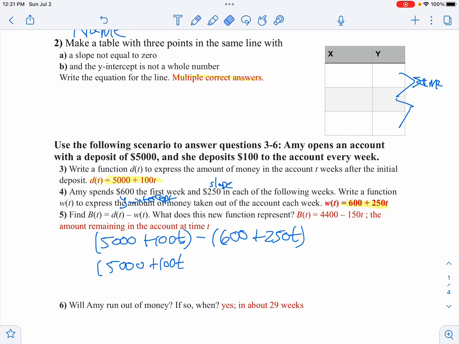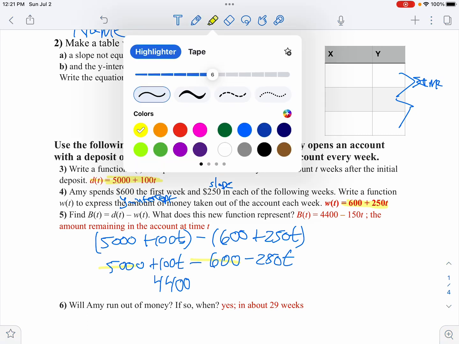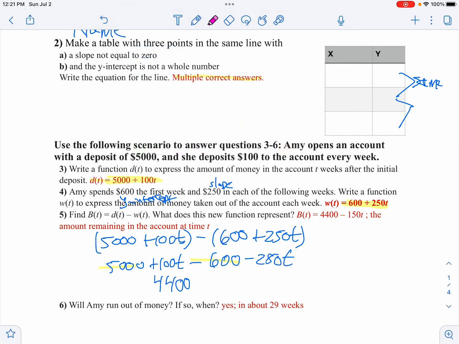I'm going to get rid of my parentheses here because I don't need it anymore. Minus 600 minus 250t. Well, combine your like terms. We're going to take 5,000 minus 600. That's going to give us 4,400. And then we'll take 100 minus 250t. And that'll give us negative 150t. And that'll mean how much she's going to have in her bank account, which we'll call B of t.